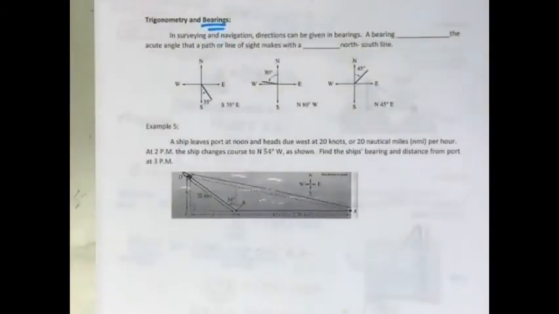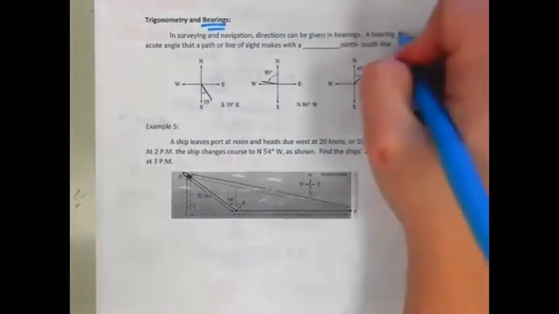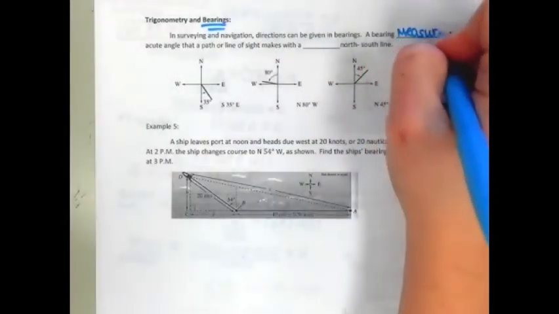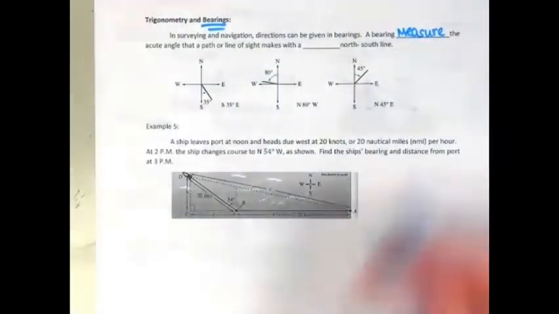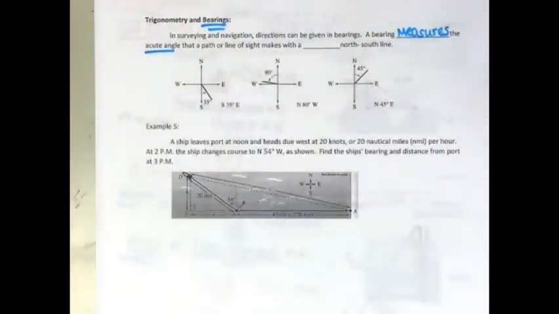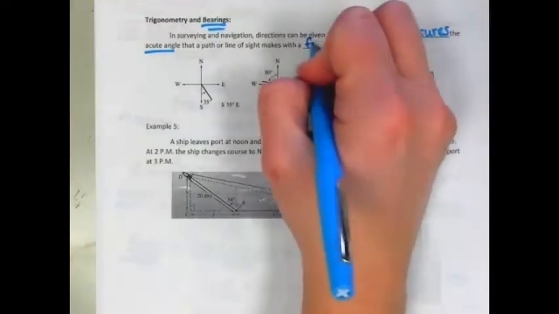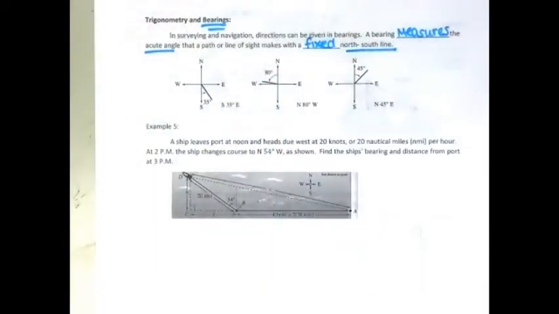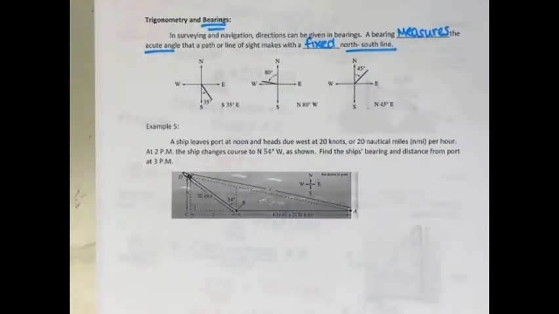Talking about bearings here. In surveying and navigation, directions can be given in bearings. A bearing measures the acute angle that a path or line of sight makes with a fixed north-south line. Before, remember when we talked about reference angles? Reference angles were always the angle from the x-axis to the terminal side, right? Bearings are different. It's based off of your north and south.